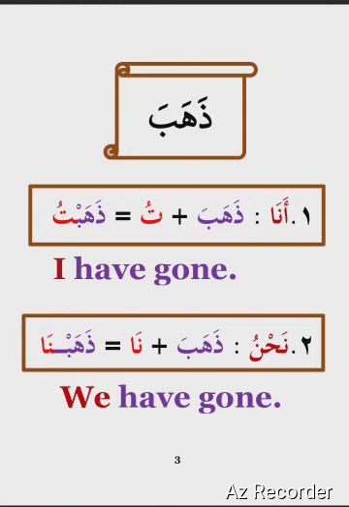Ithnan, number two. Nahanu, we. So how do we change the verb ذهب to suit nahanu? All you need to do is to attach na to the last letter. Then you give sukun to the letter before it. So the verb ذهب will now become ذهبنا, which means we have gone or we went. لعلك فهمت. I hope you understand.